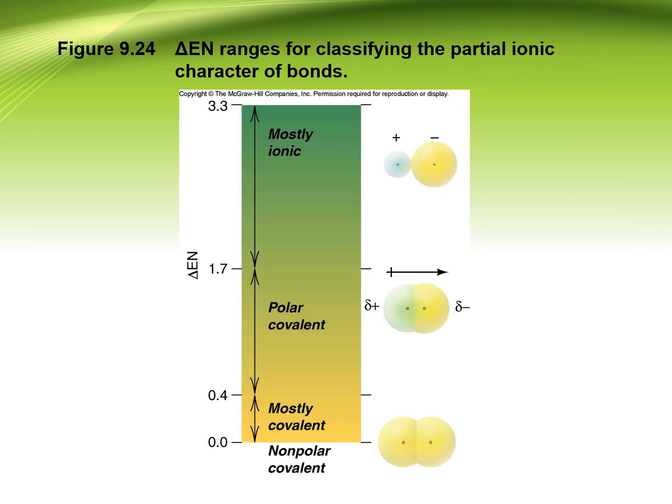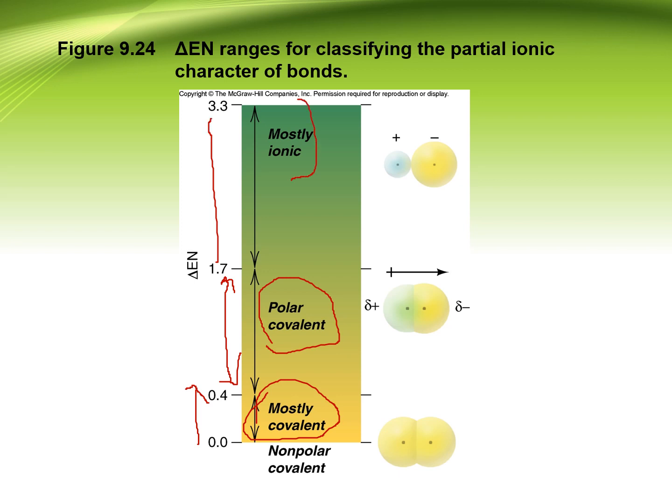Okay, here you can see the electronegativity range for classifying the partial ionic character of a bond. If the range is between 0 and 0.4, it is categorized as mostly covalent. If the value is above 0.4, it is categorized as polar covalent. And if the value is in this higher range, the character of the bond is mostly ionic.